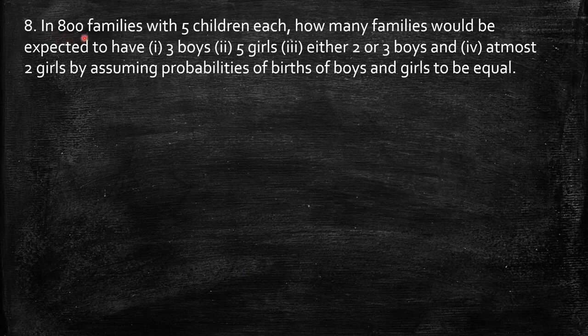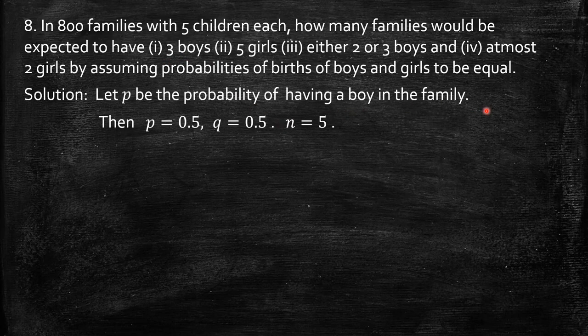Problem number 8. In 800 families with 5 children each, how many families would be expected to have 3 boys, 5 girls, either 2 or 3 boys, and at most 2 girls by assuming probabilities of births of boys and girls to be equal? Here, the success can be taken as having a boy or girl in the family, but since we have a problem related to boys more, I can take probability P, that is having a boy in the family. Since it is given equal priority to both boys and girls, P, that is the probability of having a boy, is half, as well as the probability of having a girl, that is Q, is also half.